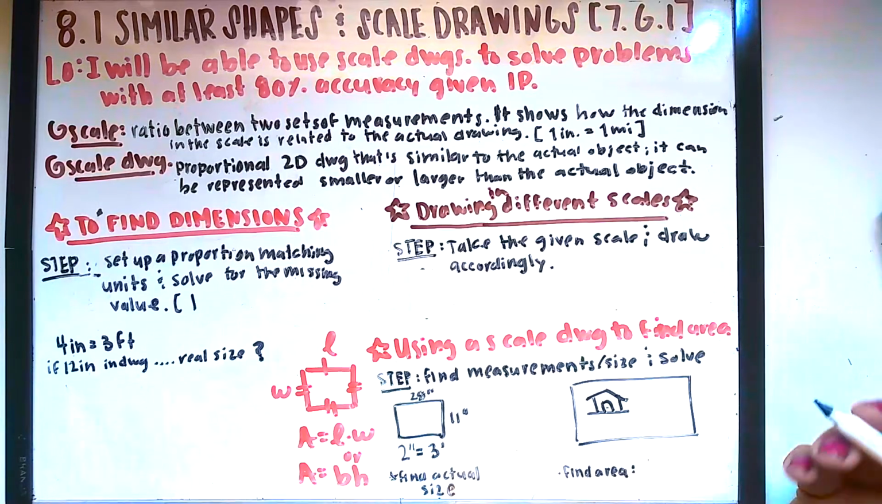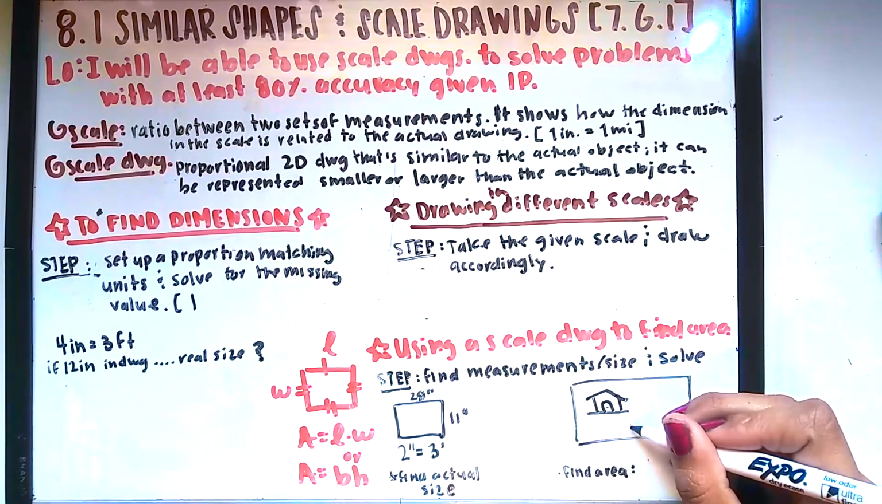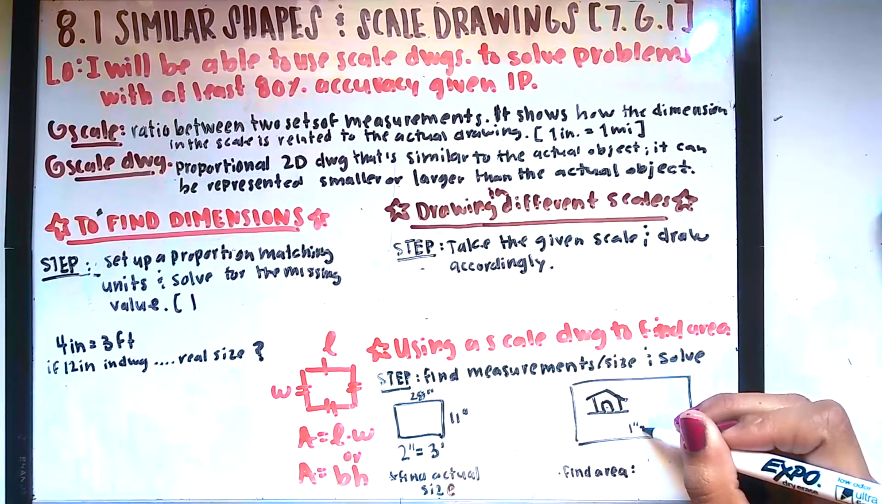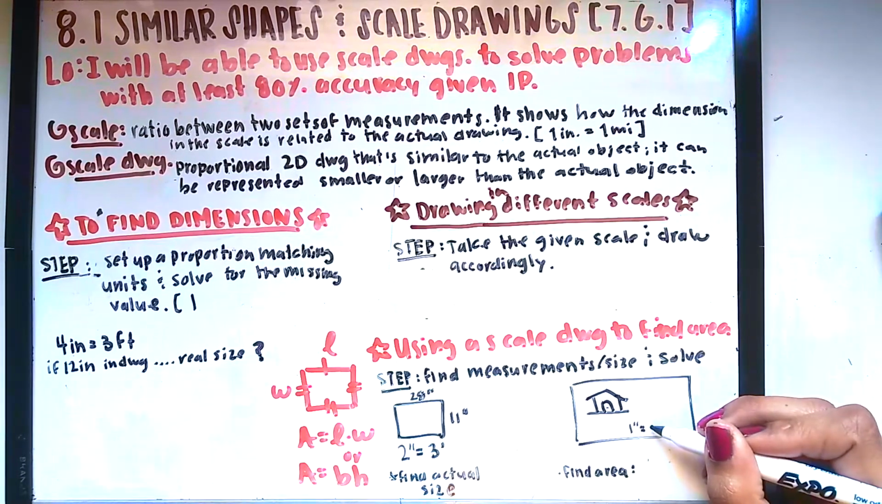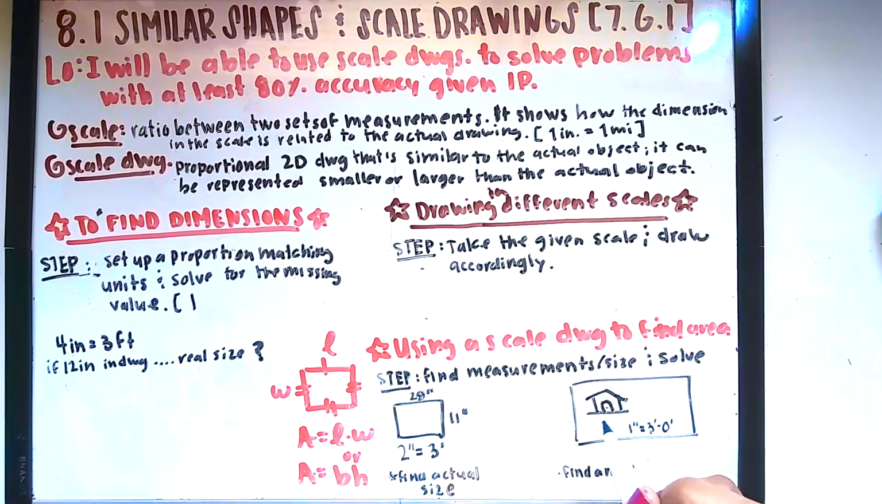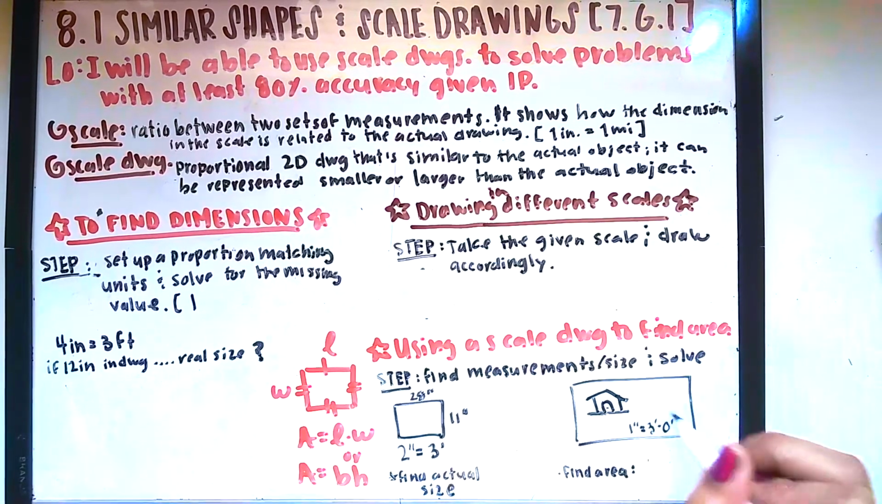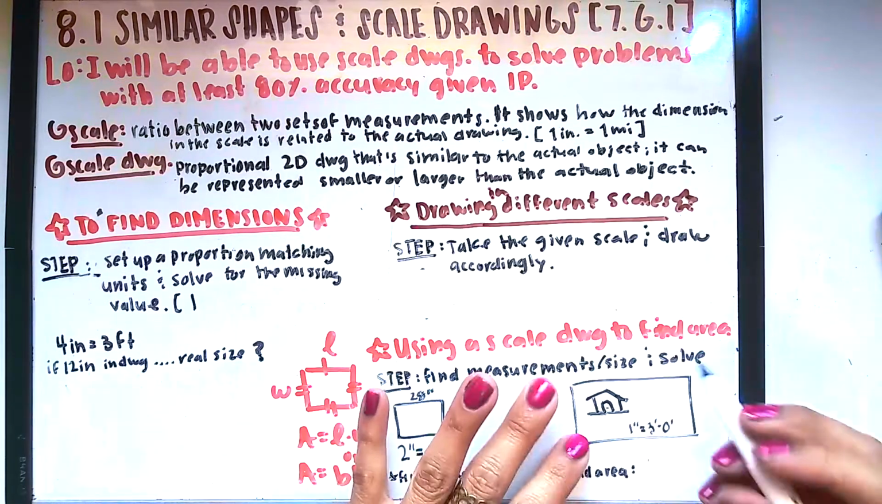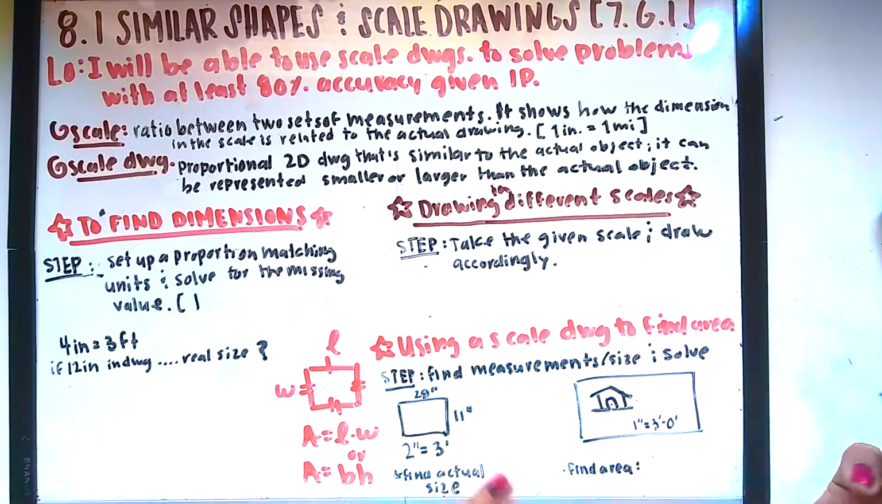So you might see something that says 1 inch equals, I don't know, 3 feet, right? So that will be the scale for that. That means that every inch that you have drawn on the picture is actually in reality 3 feet. So in this case, the drawing looks smaller than the actual object.